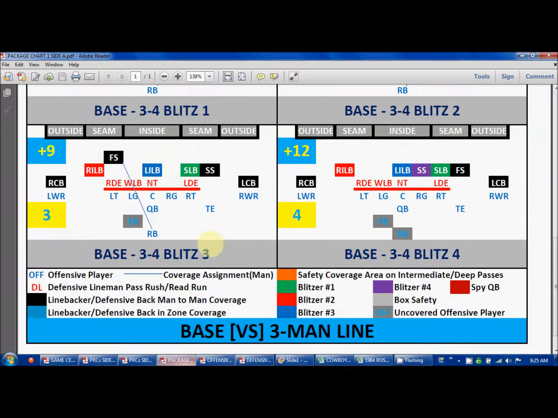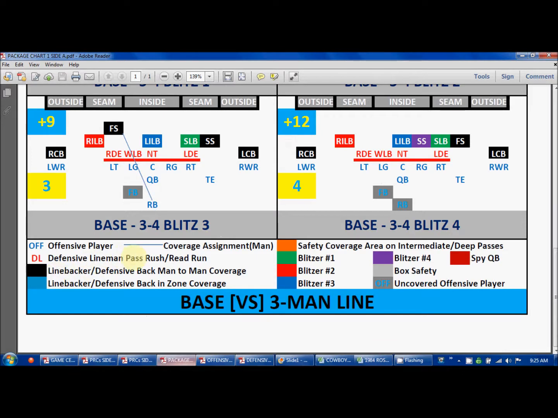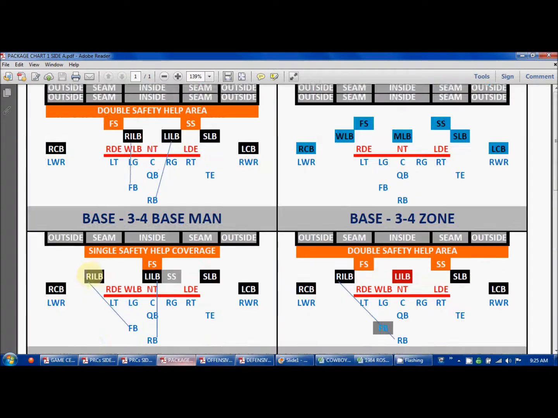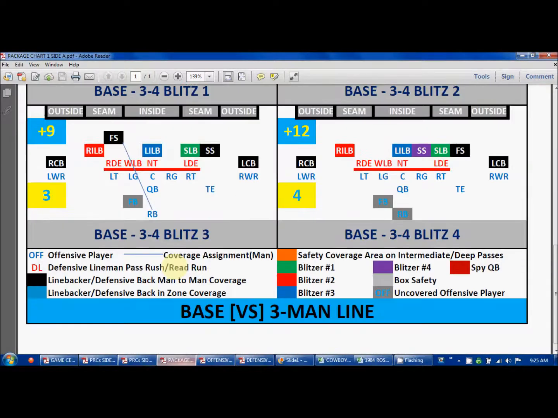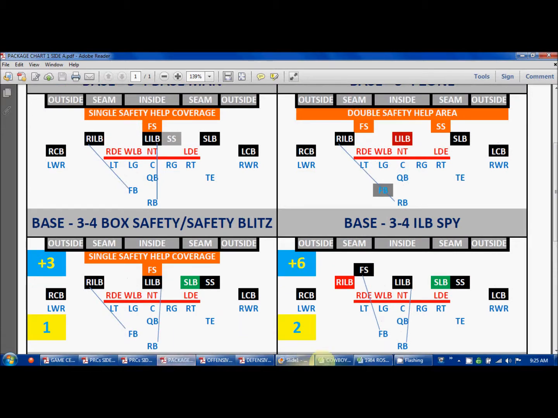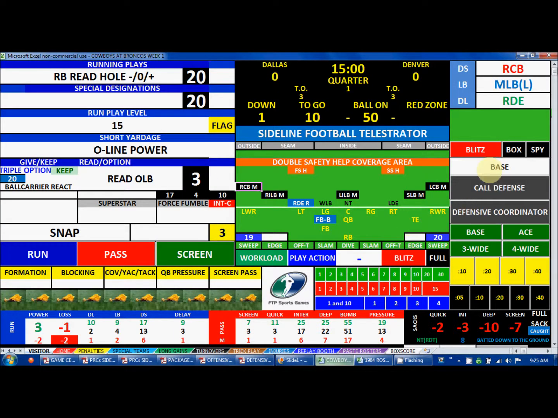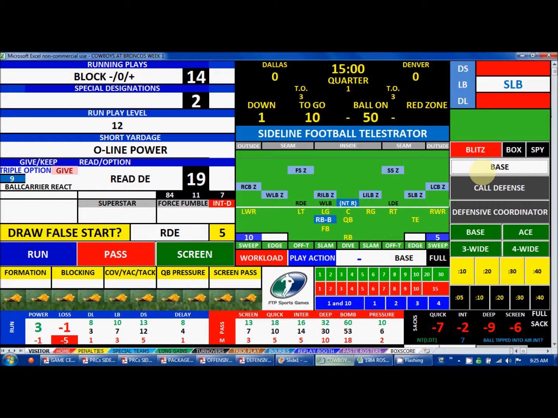So when you look down, the key down here tells us what type of defense each player is playing. When it's shaded in black, that's man defense. If it's in this grayish-bluish color, that's zone. And then the burnt orange, that's the safety coverage area, whether there's one, two, or none. And then the color-coded blitzers, number 1, number 2, number 3, and number 4, and maybe a box safety or a spy quarterback. So when we look back, we see that right now they're in zone, and each of these players covers a specific area instead of a man.